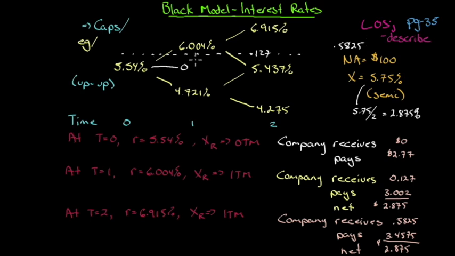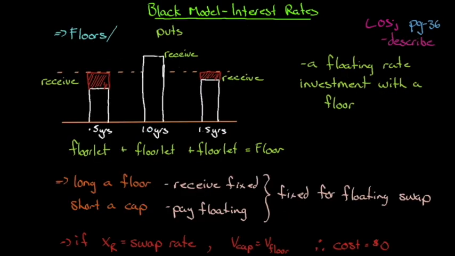We sell a bunch of calls on every single coupon date that we have. And if the market rate is higher, we'll pay the market rate, but the call will pay off, thereby capping us. Okay, let's have a look at a floor.